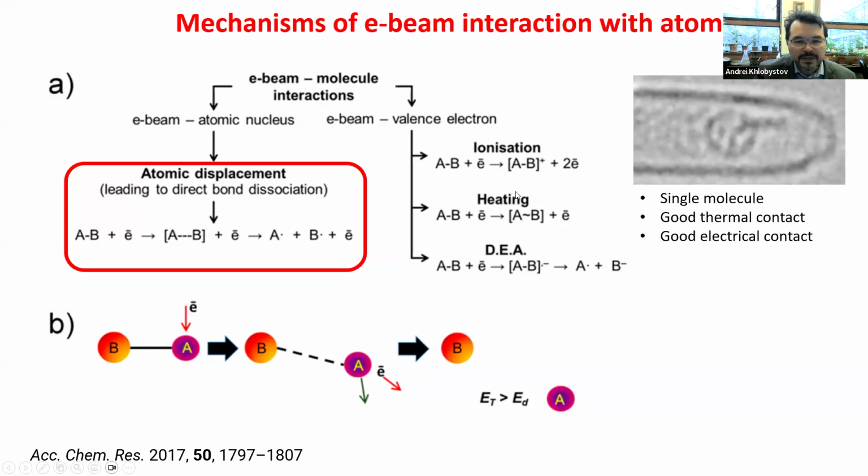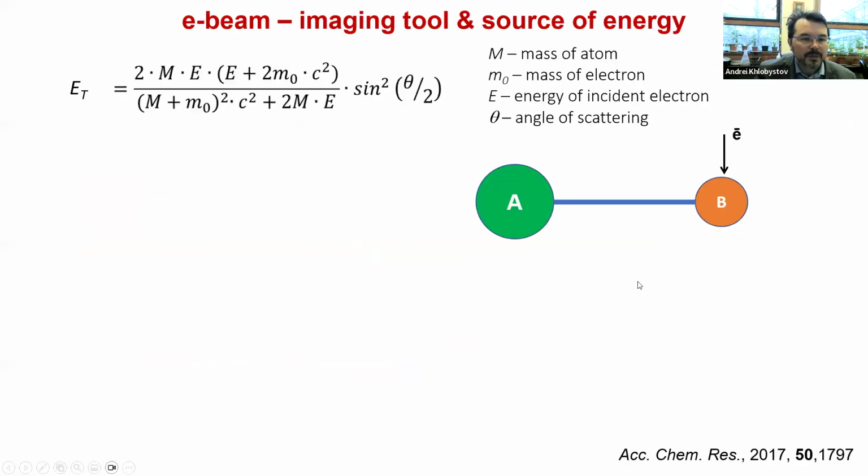Other effects such as ionization, heating, or the dissociative electron attachment mechanism can be largely ignored if we are dealing with a single molecule in a highly conducting matrix. So let's take a look at this equation that describes the amount of energy transferred from the electron beam to the atom of the molecule. The only thing we need to know is the mass of this atom, capital M, and the energy of the electron beam, which we define by the imaging conditions of our microscope. That's basically all we need to know.